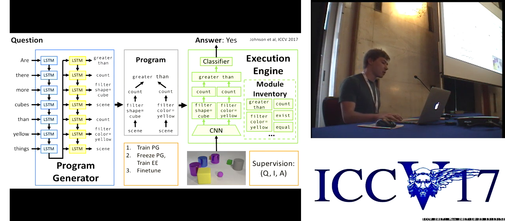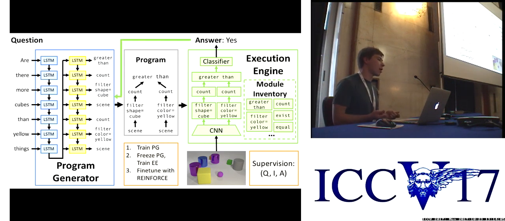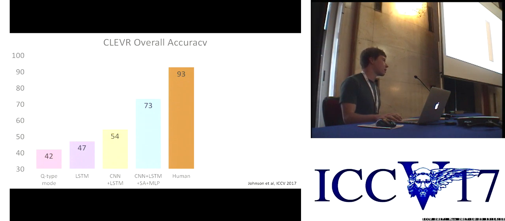But there's a problem here. The program is a discrete structure that was predicted via sampling inside the program generator, so we can't really backpropagate through these sampling steps. The solution is to use the REINFORCE algorithm to compute a policy gradient directly from the predicted answer. Once we introduce REINFORCE, it allows us to jointly train this model even when we don't have any ground truth programs.